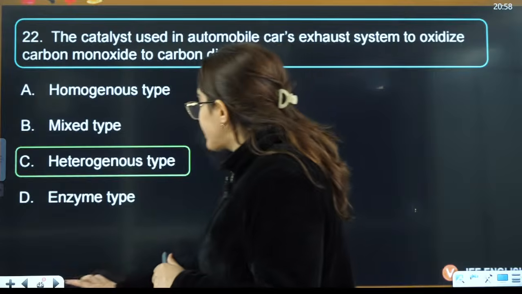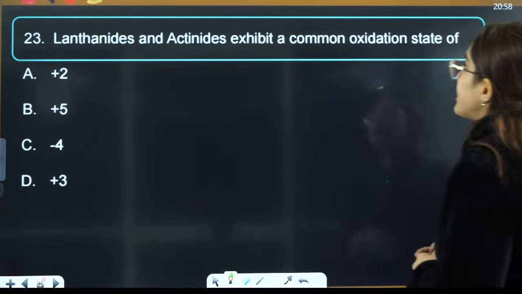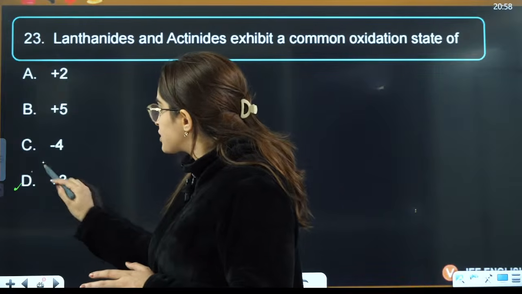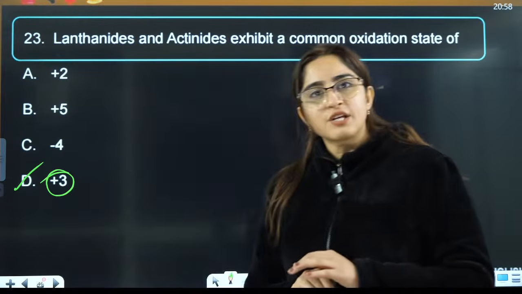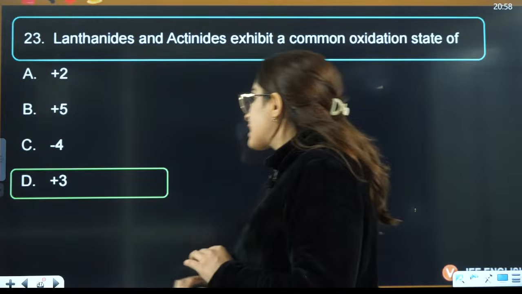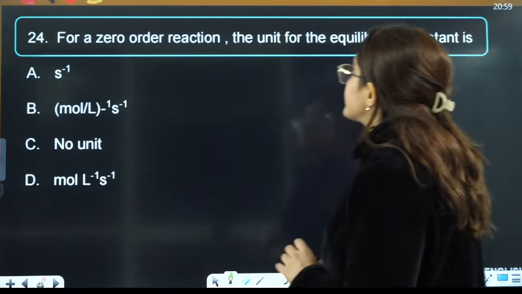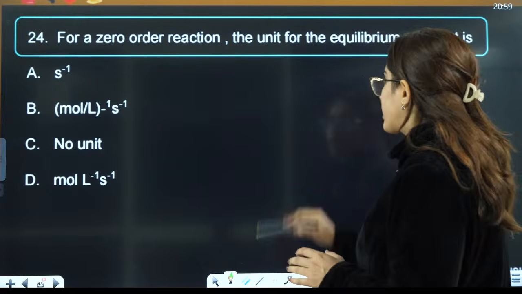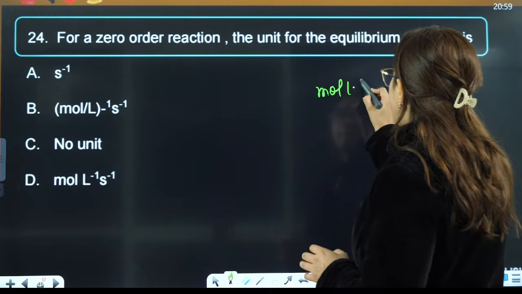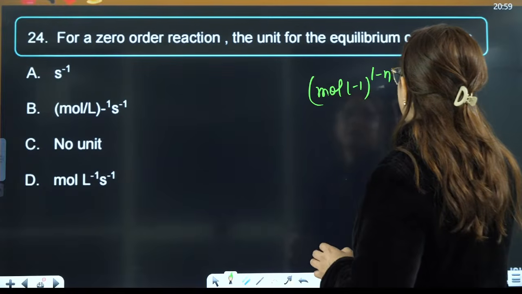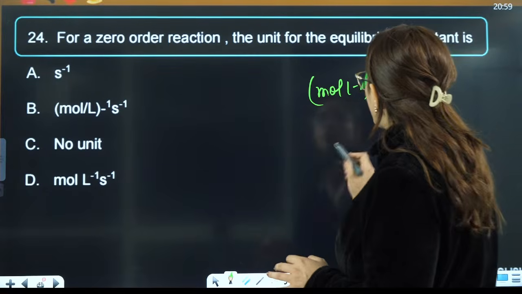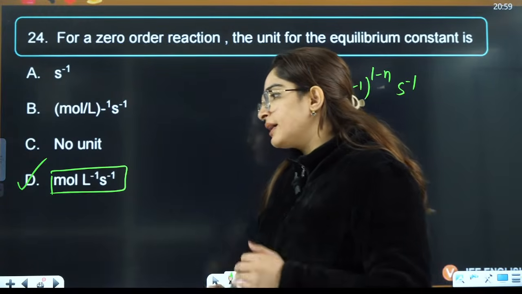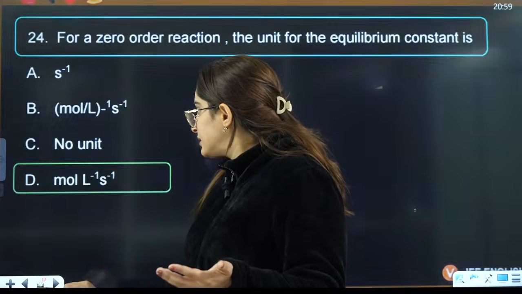Then the next question: lanthanoids and actinoids exhibit a common oxidation state. That is the +3 oxidation state, which is the common oxidation state of lanthanoids and actinoids. Then, guys, the next one is: for a zero order reaction, what is the unit of the rate constant? That is mole per liter to the power 1 minus n per second. So if you put 0 here, it will become mole per liter per second. So the answer is going to be D, the correct answer, right?